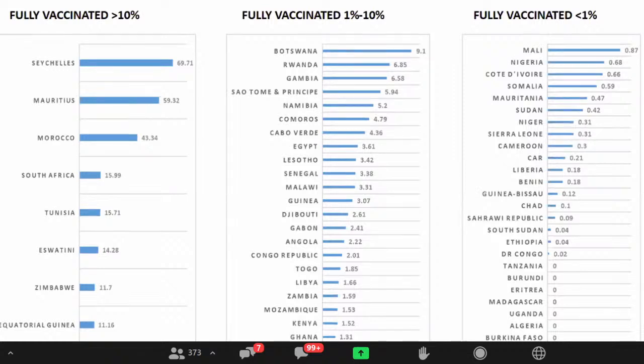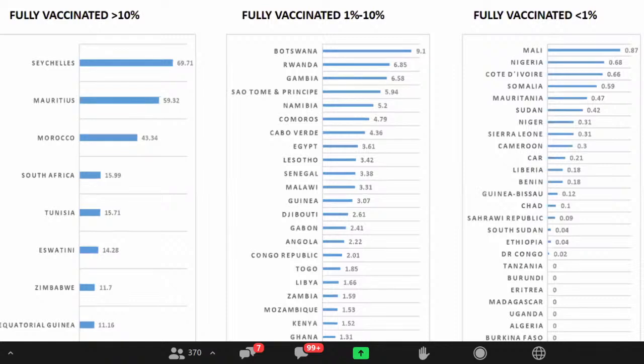But then you have this whole list of countries, which is where the bulk of the countries are, between 1% and 10%. You have countries like Botswana, Rwanda, Gambia, Sao Tome and Principe, Namibia. You can read the list and see what percentage fully vaccinated is in each country. And then we have those that are less than 1%. And there are some countries that are really not doing well. You have countries like DRC, Congo, where population, again, plays a huge role, because DRC is a big country.